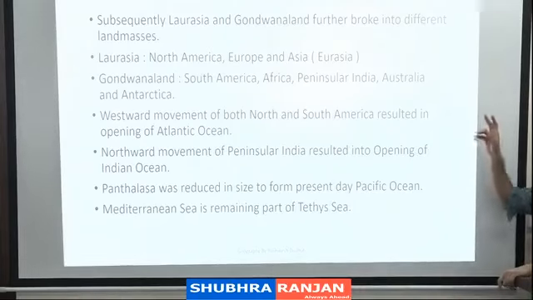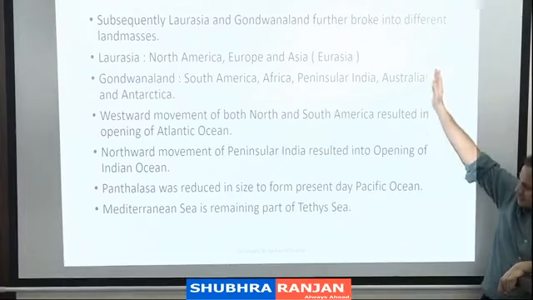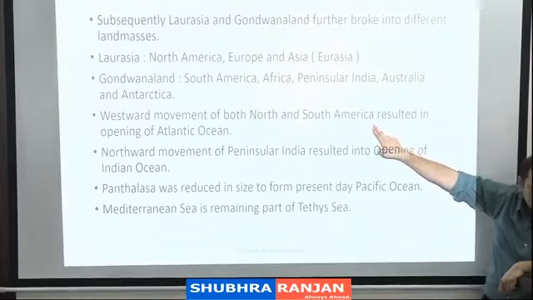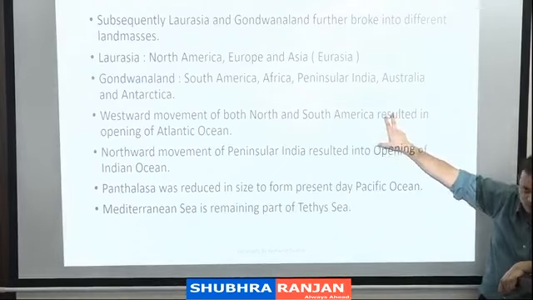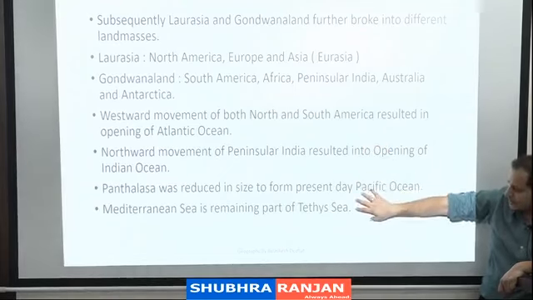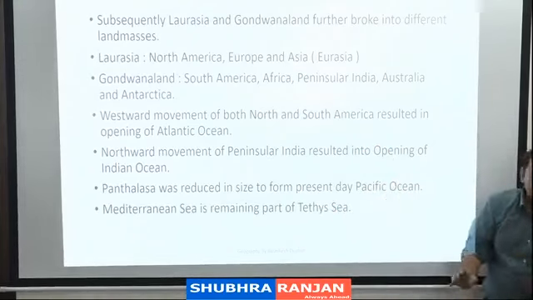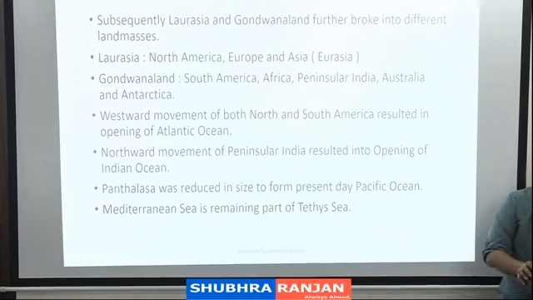Subsequently, the Laurasia land and the Gondwana land further broke into different land masses. You know this, what are the land masses of Laurasia and Gondwana? Westward movement of both North and South America resulted in the Atlantic. Northward movement of peninsular India, the Indian Ocean. Panthalassa was reduced in size to form the present day Pacific Ocean, and Mediterranean Sea is the remaining part of Tethys Sea. The rest of the things you already know.